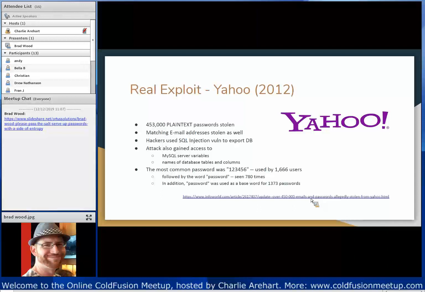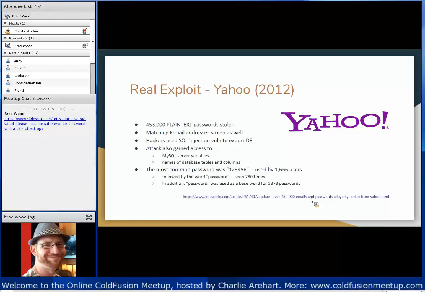SQL injection is one of my favorite exploits to study. I think it's one of the most commonly used ones, to be honest. The attack also gained access to all of the MySQL Server variables, names of all the database tables and database columns. So the entire schema of the database was discovered. And some interesting statistics came out of this: the most common password was 123456. So about 1,500 users all used that password. And then the word password, just the actual word password, was the next most common password, used nearly 1,000 times. And then, of course, the word password was used as the base for over 1,000 other passwords, like password1, password2.